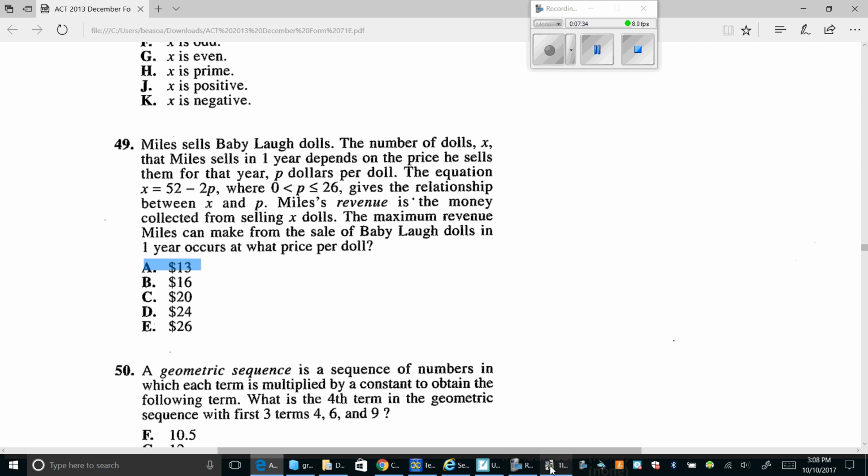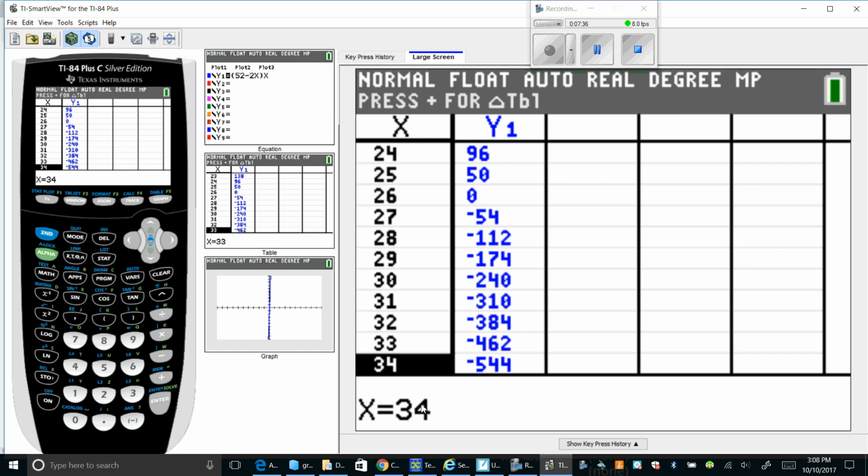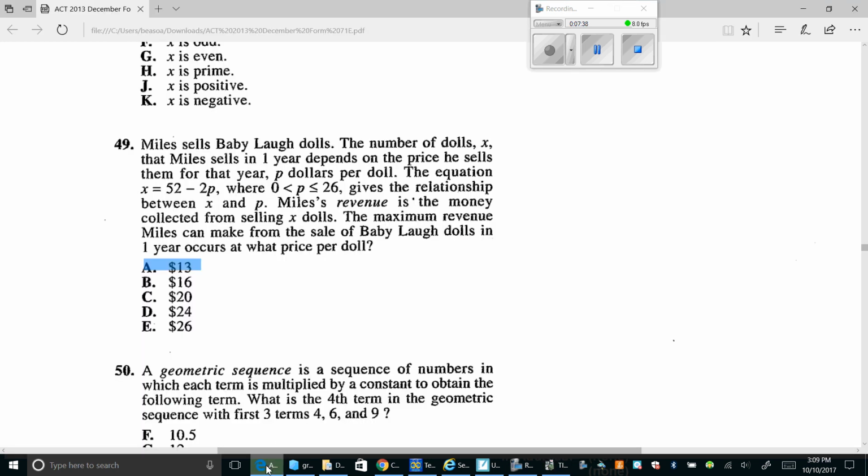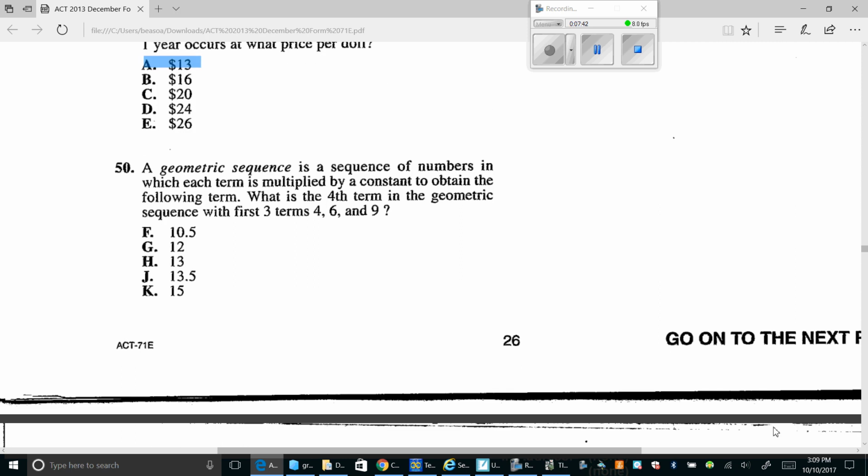That seems to be the high point on the graph, and we could graph it and look at it that way too. All right, 50. A geometric sequence happens when you multiply something to get the next number. So they give us the first 3 terms, which are 4, 6, and 9. They want me to find the 4th term. So it's got to be times something.